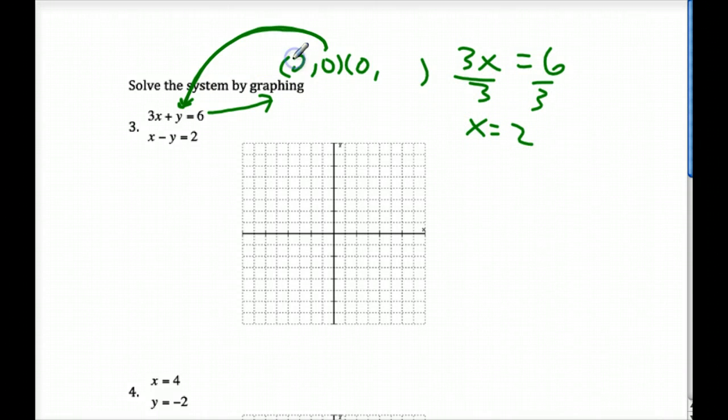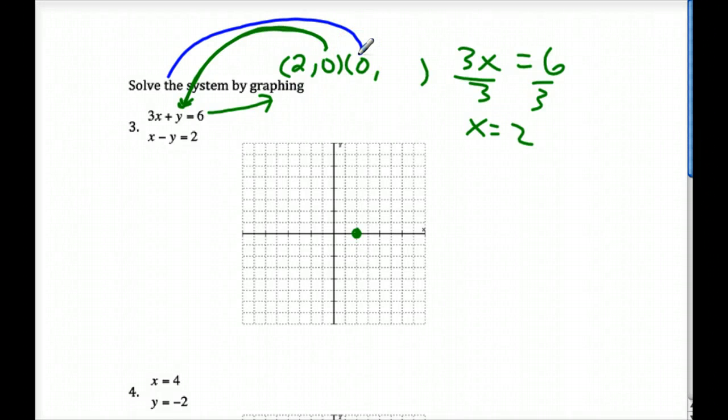Take that 2, guys, and put it into the point. That's the x-intercept. And if you want to, graph that point. Okay, one of them done. The point 2, 0 is on the x-axis, 2 units to the right of the origin. Now, start all over.